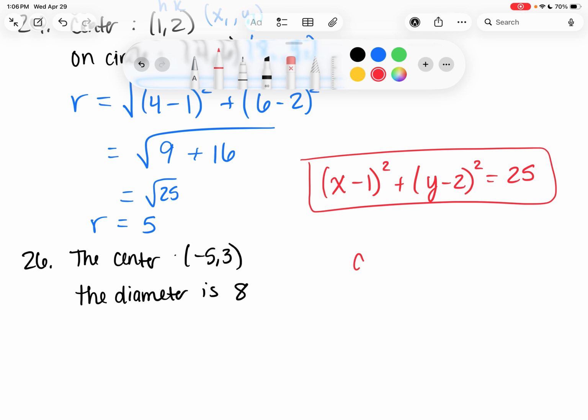Yep, diameter divided by 2 is equal to the radius. So that means that my radius is what? Yep, 8 over 2 would give us 4. So this one doesn't even require me to do the distance formula. I'm just taking this piece of information.